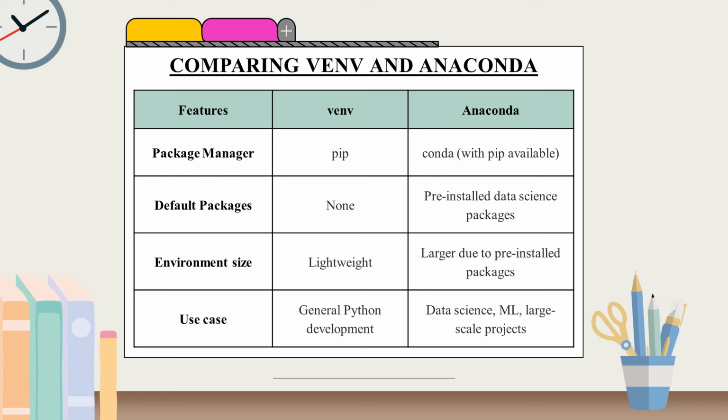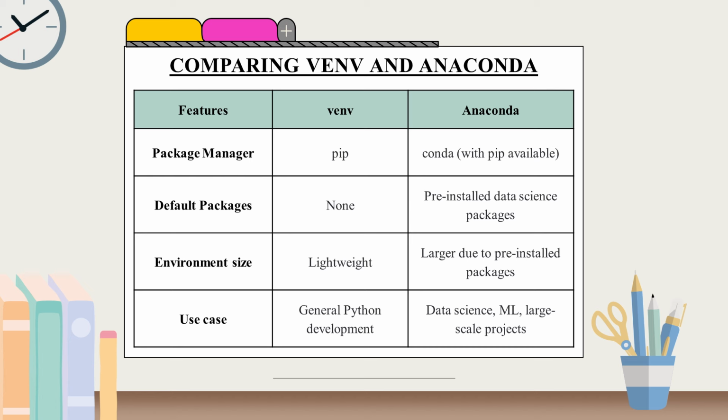The first difference is in the package manager. With virtual environment by Python, you will use pip to install packages, which is the standard Python package manager. On the other hand, Anaconda uses Conda as its primary package manager, but you can still use pip within an Anaconda environment if needed. The key advantage of Conda is that it can handle not just Python packages but also dependencies written in other languages like C or R.